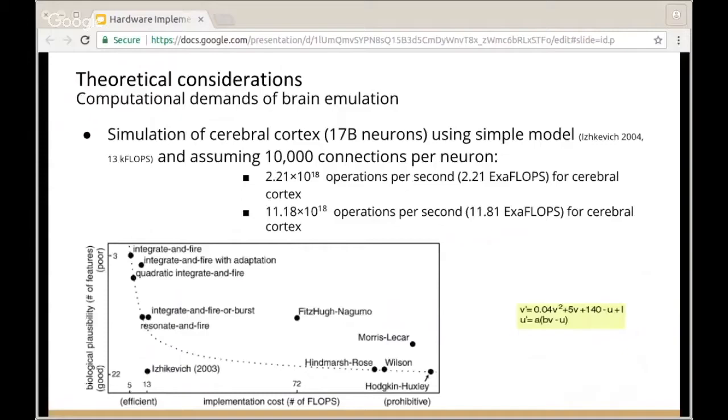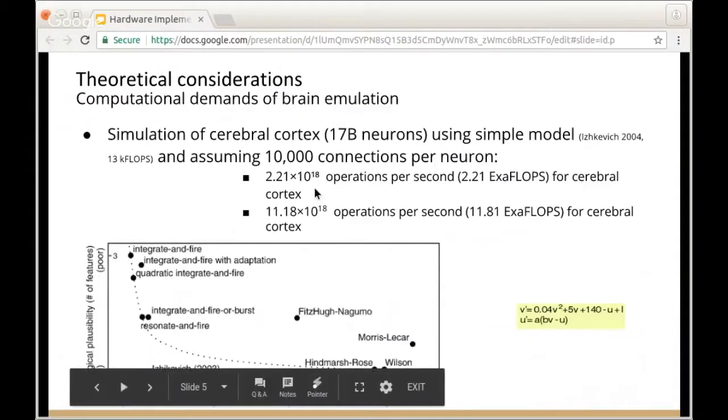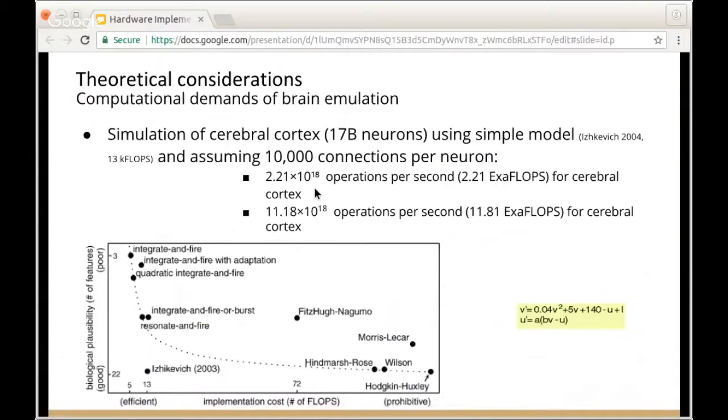But let's put this question in this way. If we want to simulate a single neuron, how much computation do we need to perform? That might be a better question to try to address. As we discussed before, let's go back to this slide, and let's assume that we're using the Izhikevich neuron, and this Izhikevich neuron needs 13,000 operations per second. And then let's imagine that this same neuron that we're going to simulate receives and sends 10,000 synapses.